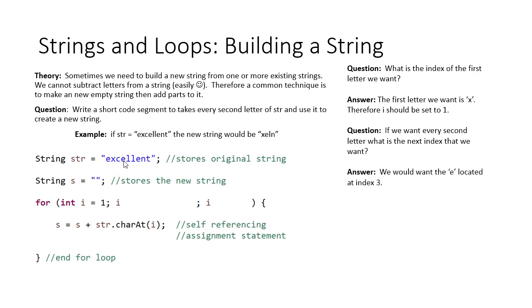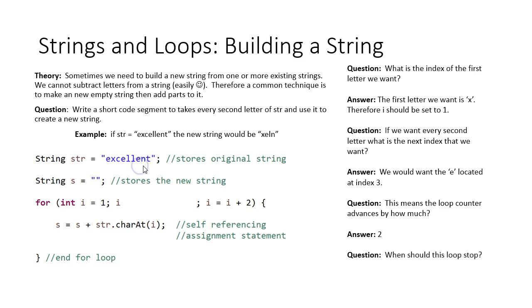So what have we done to go from 1 to 3? This means how much does the loop counter advance by? It's advanced by 2. So we're going to have our change by 2. Finally, when should this loop stop? Well, a better way to say this is not when should the loop stop, but what condition should the loop continue? And that is, as long as i is less than the length of the string, we should continue to process this string.